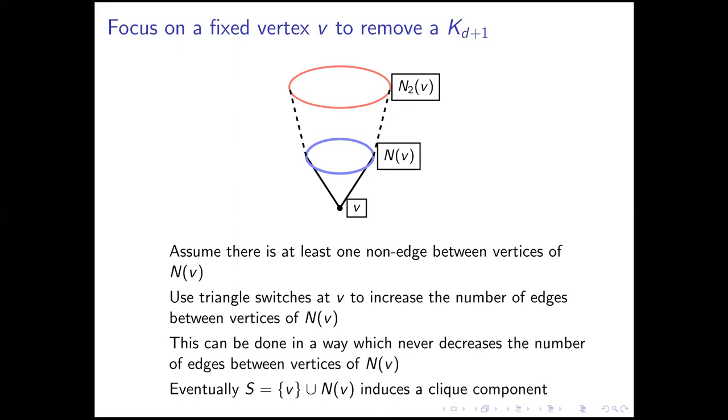And this can be done in a way which never decreases the number of edges between vertices of N of V. So we may change the edges in N of V, but we never decrease the number of edges induced by the neighbors of V, the induced graph on the neighbor set of V. So eventually, if we keep introducing edges into N of V and never remove any, at each step the number of edges increases by 1 until N of V is completely full of edges, and it's a clique on V union N of V. So that's the philosophy of this.